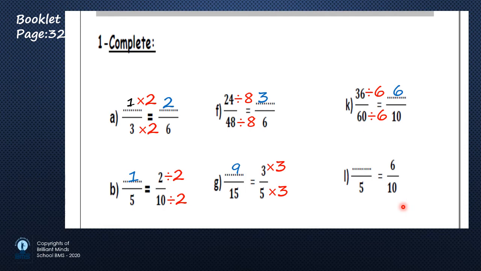Use d. I use 10, then I become 5. Moving from small to big or big to small? From big to small. Multiply or divide? Divide. 10 divided by what gives me 5? Divided by 2. So we divide up by 2. 6 divided by 2 equals 3. Okay, my dears?